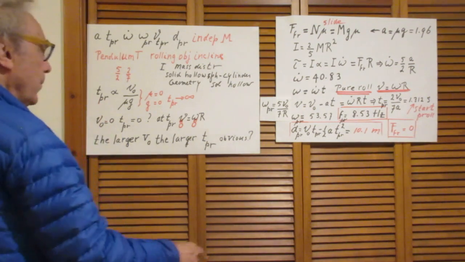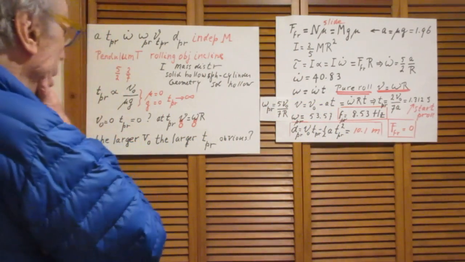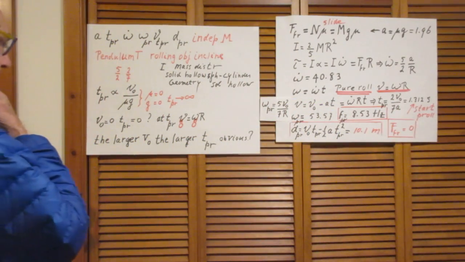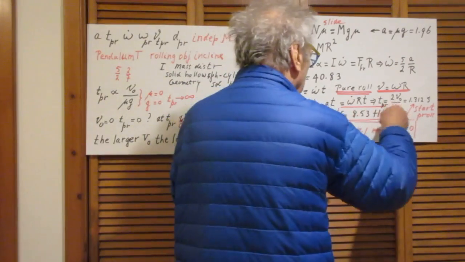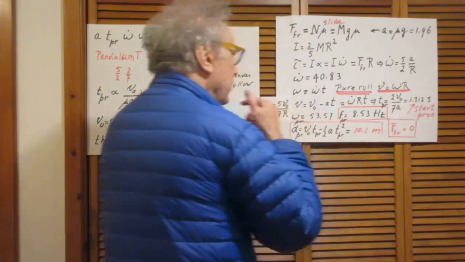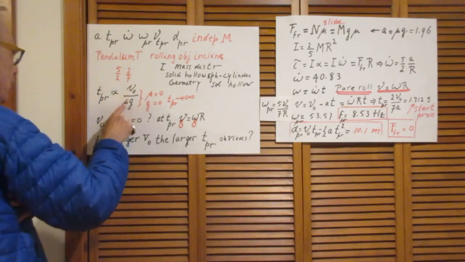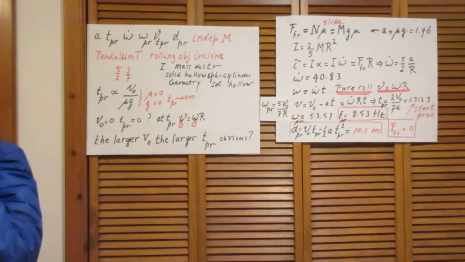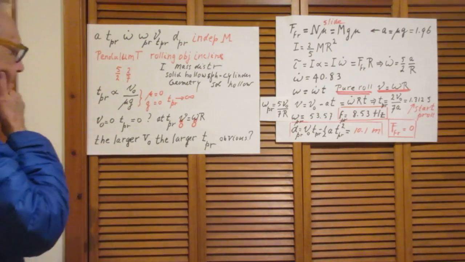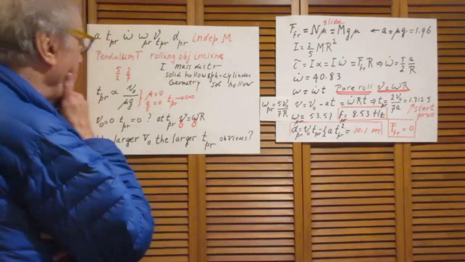Let's look at the time that pure roll has been achieved. Forget the 2/7 for now. Just take V0 divided by A, because it is proportional to V0 divided by A, and A is mu g. Is that obvious? Yeah, I think that's obvious.